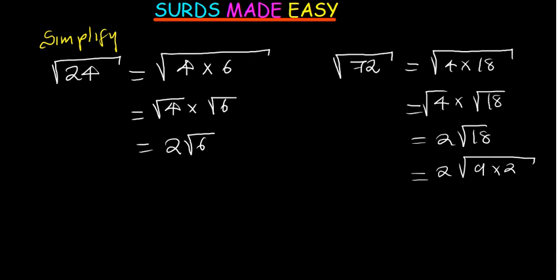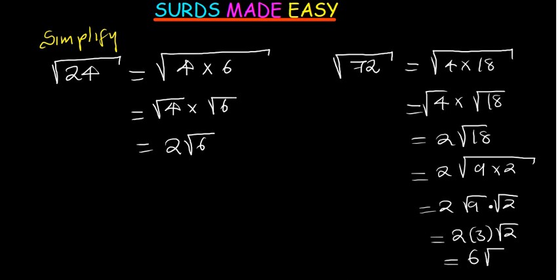I can also write this as 2 square root of 9 and then square root of 2. If I want, I can put a times or I can put a dot. All those mean multiplication in mathematics. The square root of 9 we know is 3. So this is going to be 2 times 3 and then square root of 2. 2 times 3 is 6. So the answer is going to be 6 square root of 2. That is how you simplify.